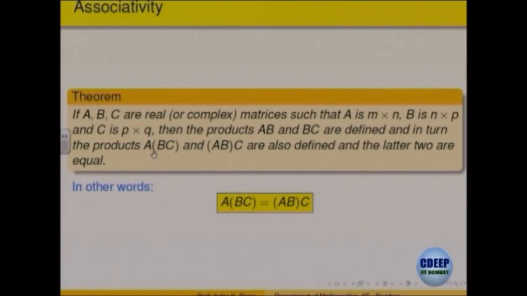So, if you want to define ABC, what should be the order? The number of columns of A should match with the number of rows of B, and the number of columns of B should match with the number of rows of C. That is why you see the condition: A is m cross n, B is n cross p and C is p cross q. So, n matches here and p matches here. So, the resulting matrix will be of the order m cross q.